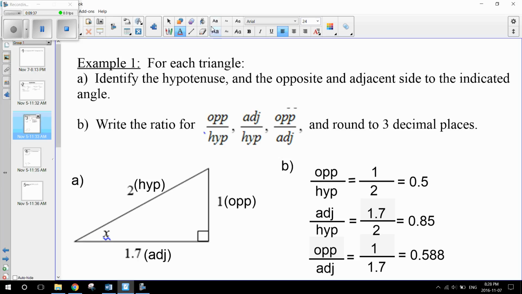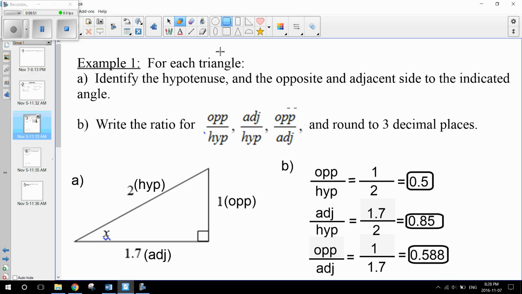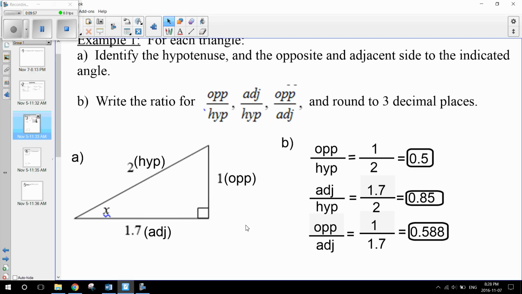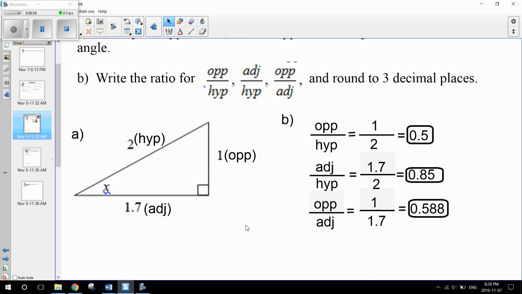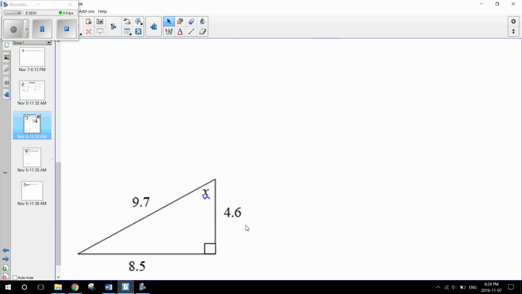So those are our 3 ratios. So these are, just box our answers here. These are our 3 answers of what they were looking for. These are 3 ratios here. So if people still need more time to write this down, just give the video a pause. I'm going to move on to the next example.